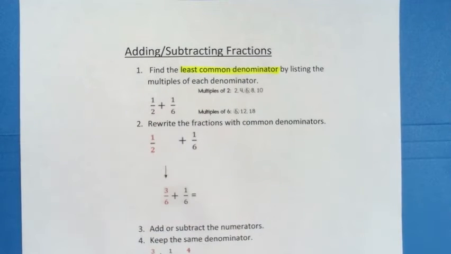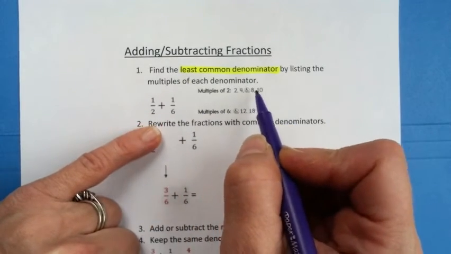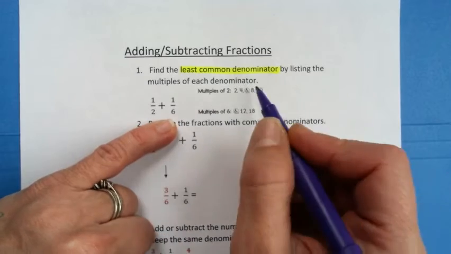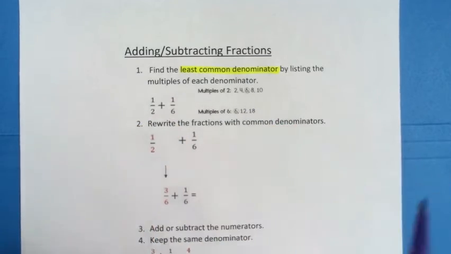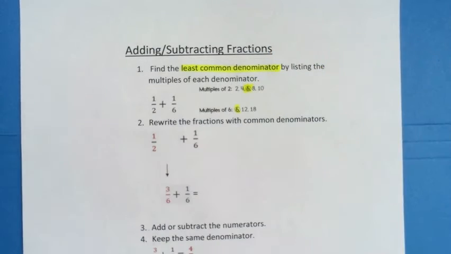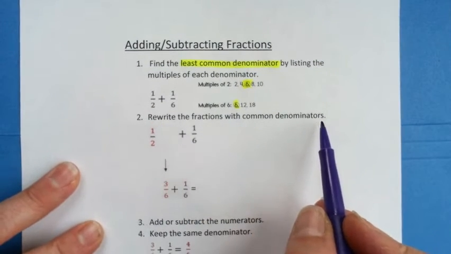So the first step would be to list the multiples of both of them. The multiples of 2 are 2, 4, 6, 8, 10. For 6, we have 6, 12, 18. We can stop there. When you find a multiple that they both go into, you use that as the common denominator. So you see they both go into 6. So then rewrite the fractions with the common denominators.